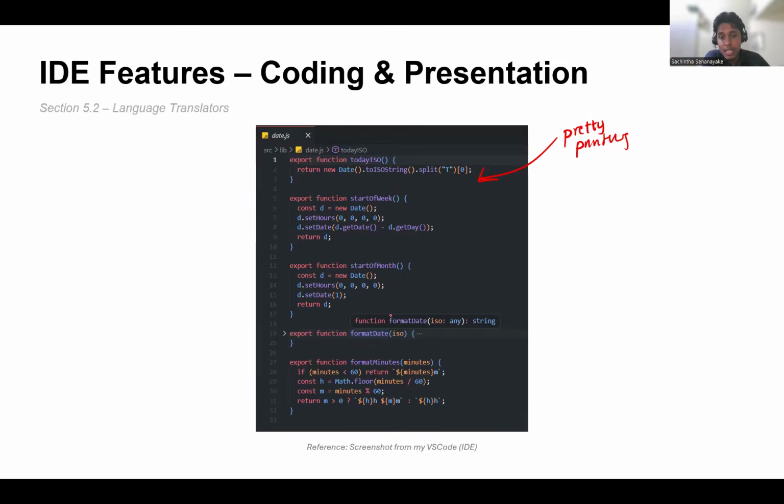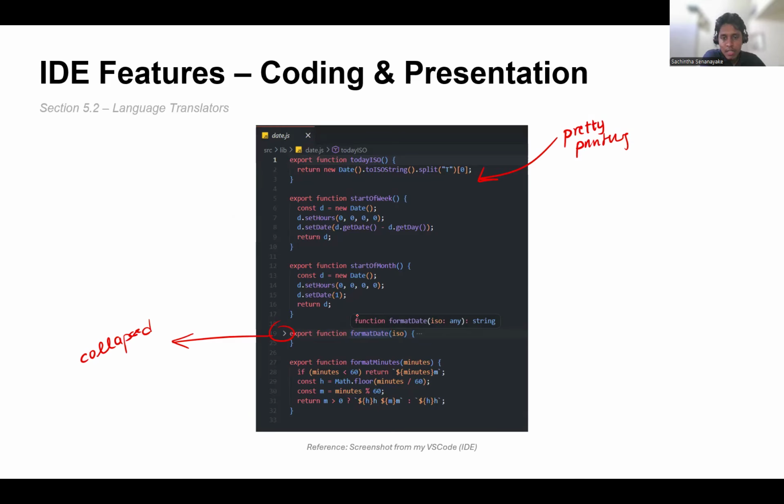And then you can also see collapsing in action. So you can see how the format date function has been collapsed. Using that arrow, I can collapse and hide blocks of code.